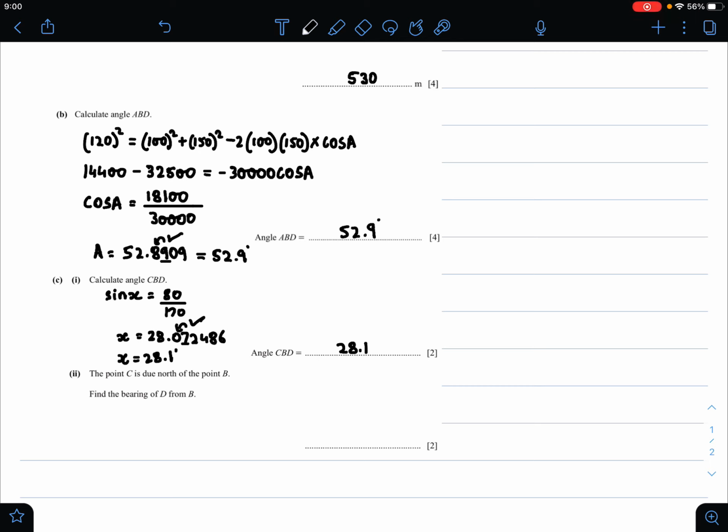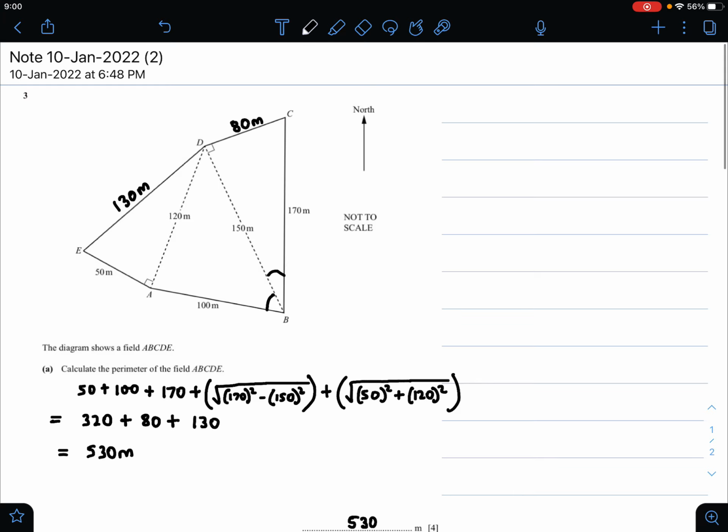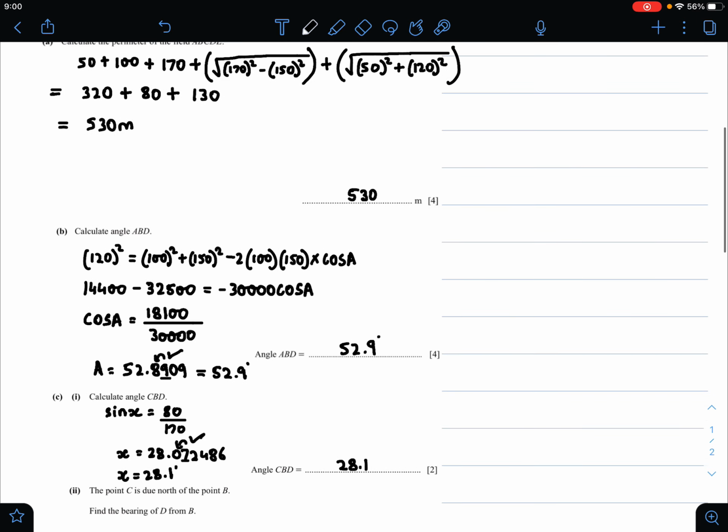So for part C2, the point C is due north of the point B, and they've asked us to find the bearing of D from B. So this is the vertical line above B, and we need to find the bearing of D from B, so whenever we find a bearing, we have to go in the clockwise direction. So that would be in this direction. So it would be this entire angle that we have to find. Now all we need to do is 360 minus the angle CBD that we just found.